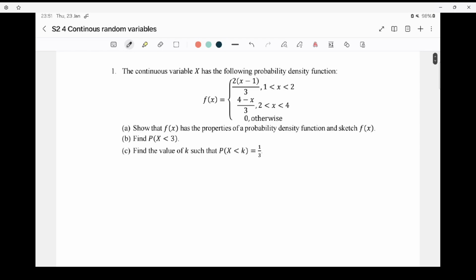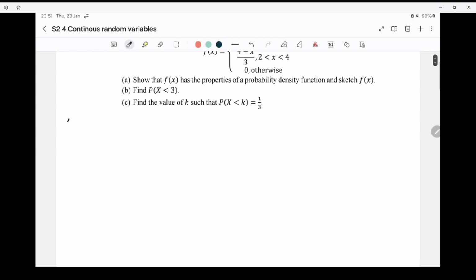Let's say you have a continuous variable x having the following probability density function. You want to show that f(x) has the properties of a probability density function and sketch f(x). Whenever you see this type of question, the first thing that you need to show is that your f(x) is greater than or equal to 0. The second thing is that when you integrate your f(x) across your whole domain, this has to equal 1.